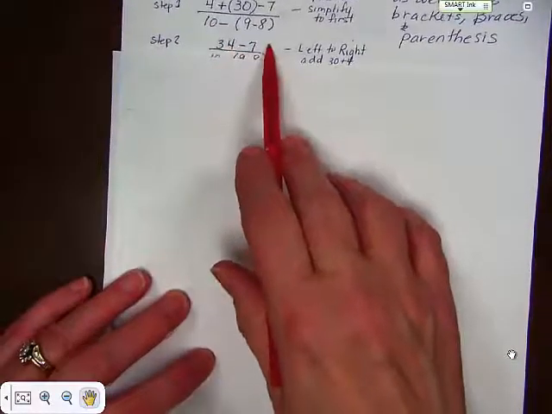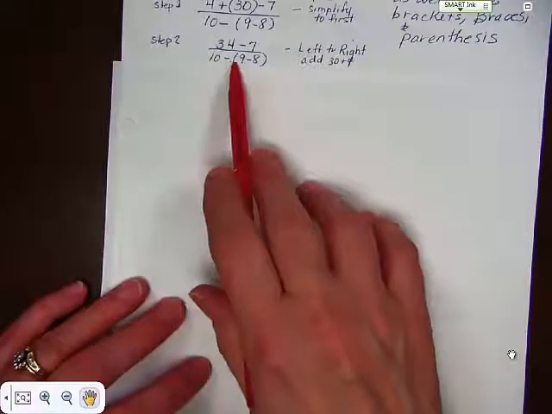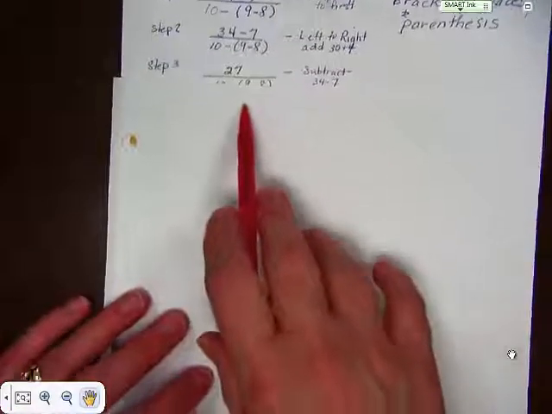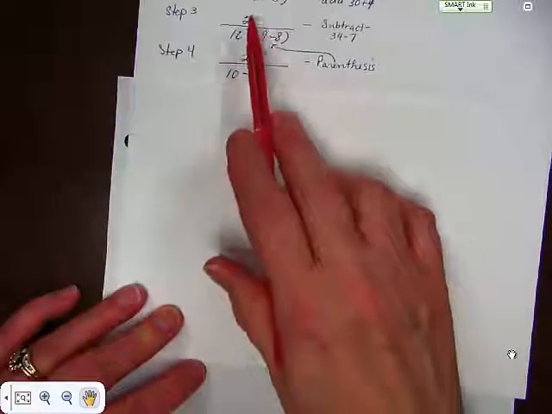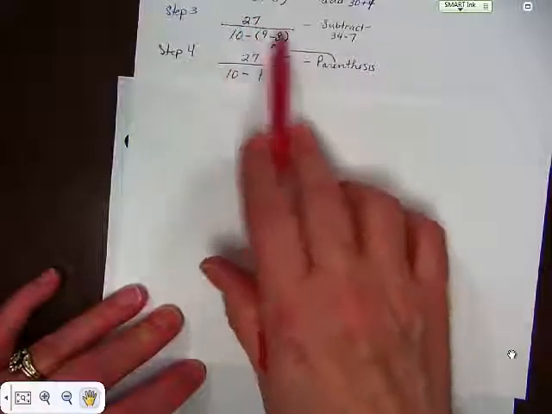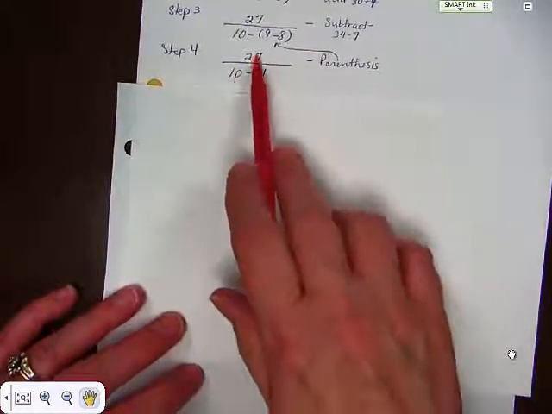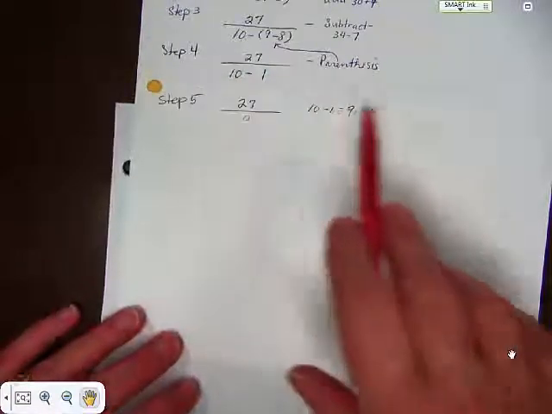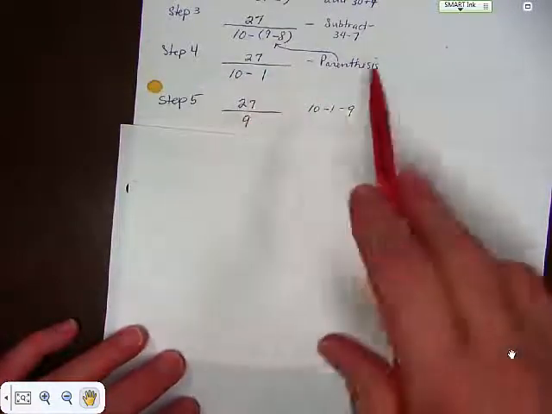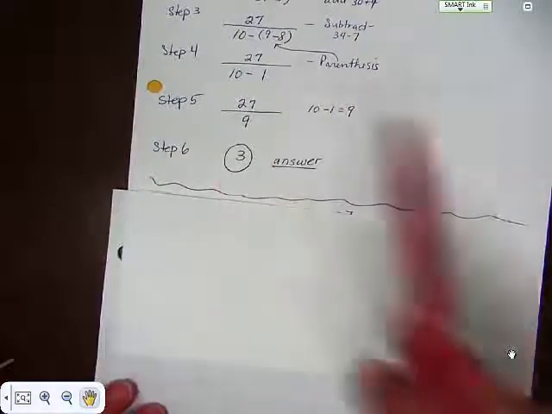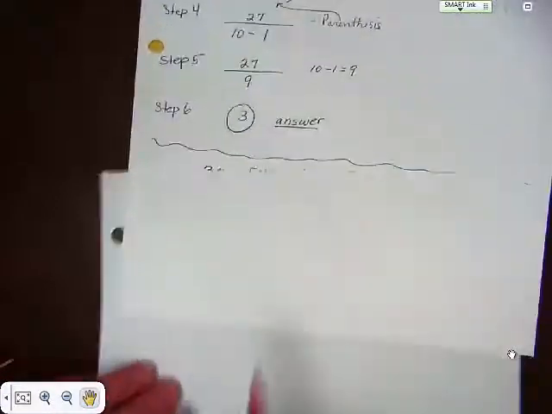34 minus 7, left to right. 10 minus 9 minus 8. 27 is on top. You have 27 over 10 minus 9 minus 8, the parentheses. And then 27 over 10 minus 1. 27 over 9. Okay? And your answer is 3. So definitely this is a good one. It has a lot of good examples to it.